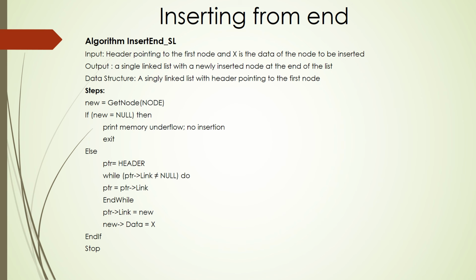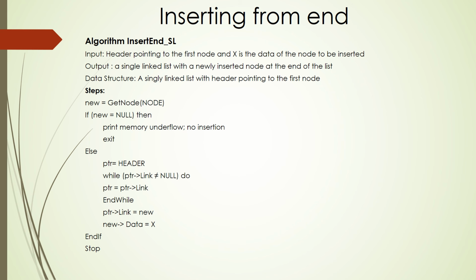So you have to travel through the list until you find a node having its link value as null. Obviously that will be the current last node of the list. After that you will change the pointer value from null to point to the newly created node, and the newly created node will have its pointer value as null. This is being done inside the algorithm.